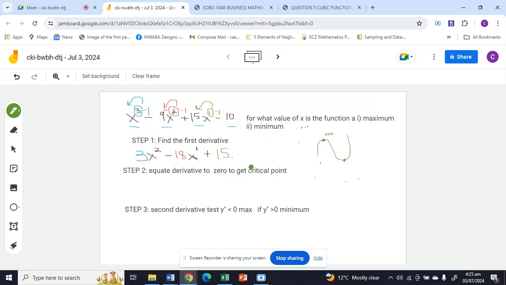So when you hear the word critical point, it's just a point on the cubic function where the gradient is 0. And this is where you find your maximum or your minimum. So basically, we have to solve this quadratic equation. So we equate this quadratic equation to 0.